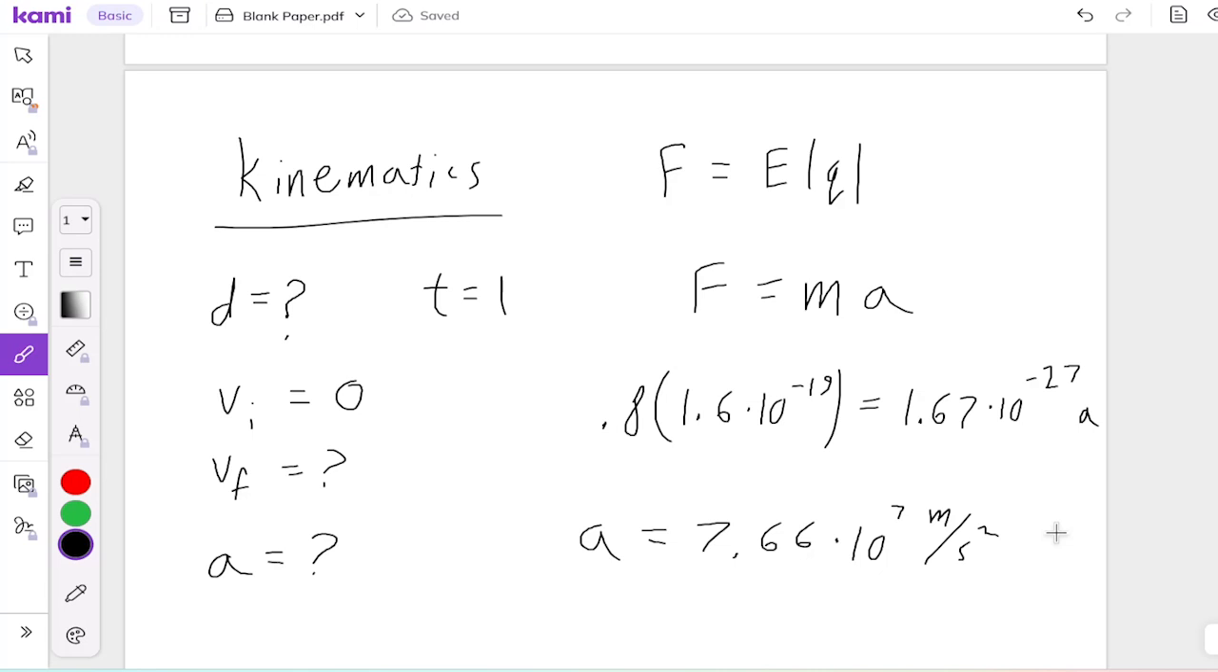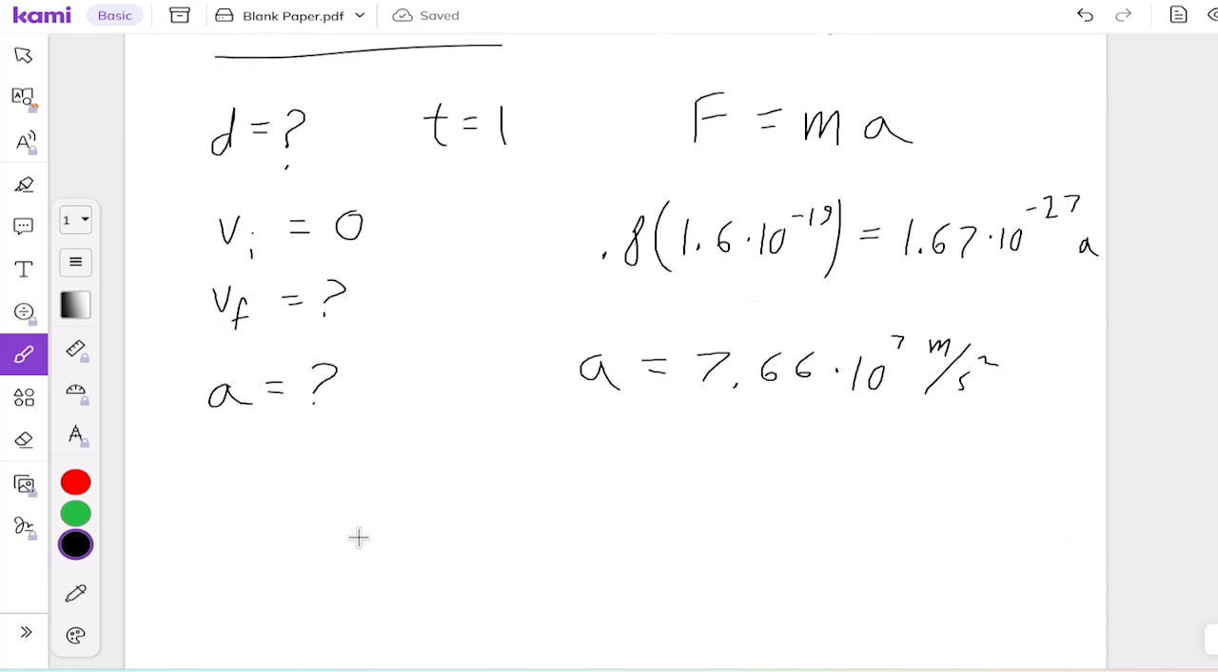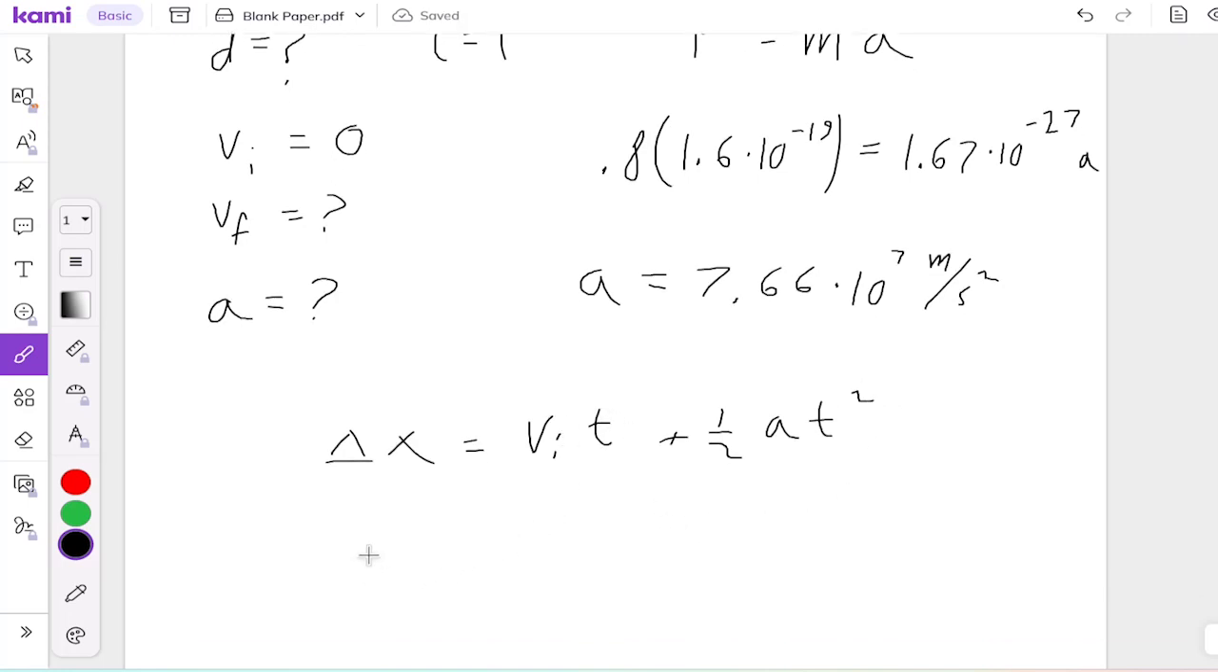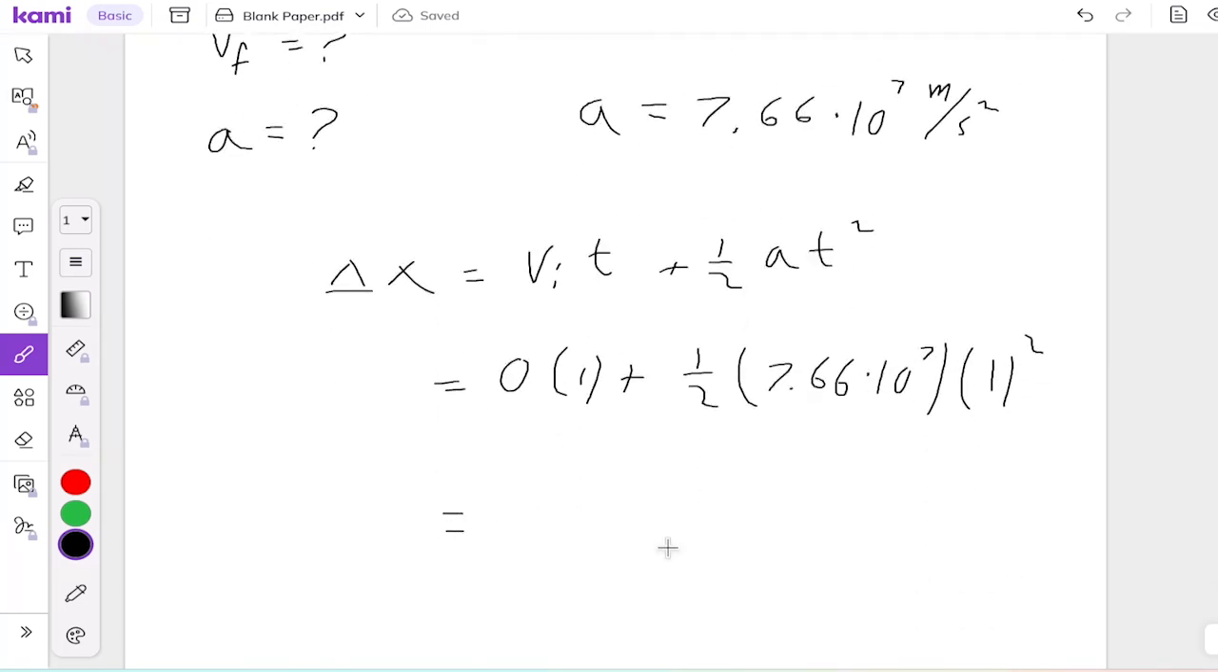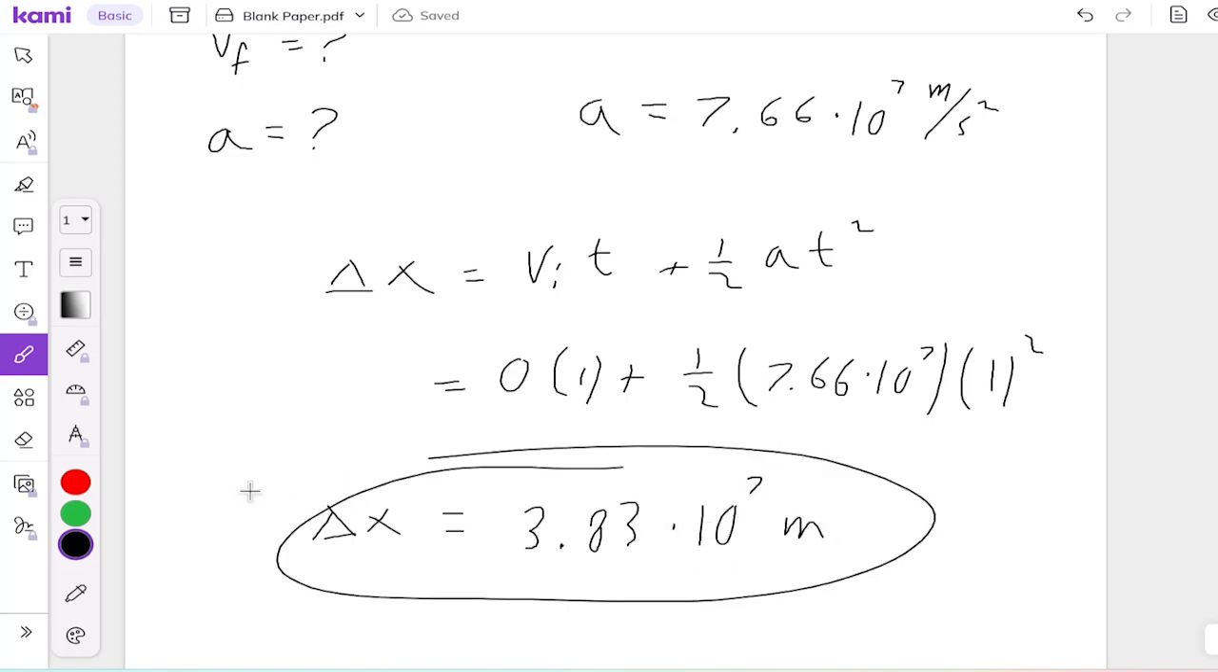And now that I have acceleration, I can use kinematics. I'm going to use the second equation. I call it delta x equals v initial times time plus 1/2 at squared. So delta x, that's going to be what I'm solving for. V initial is 0, great, plus 1/2 a t squared. You plug this in a calculator, and we'll get a final answer for the distance of 3.83 times 10 to the 7th meters. Probably not realistic, but who cares?